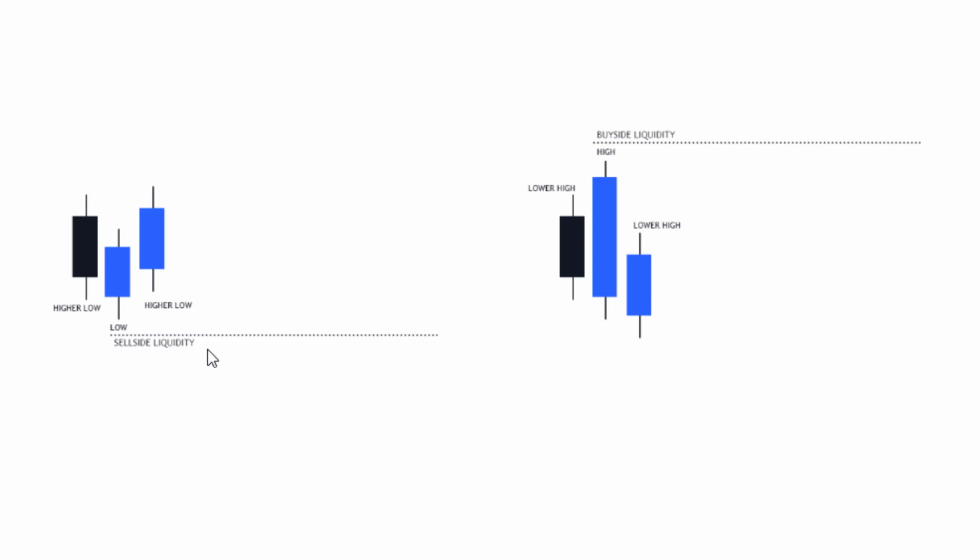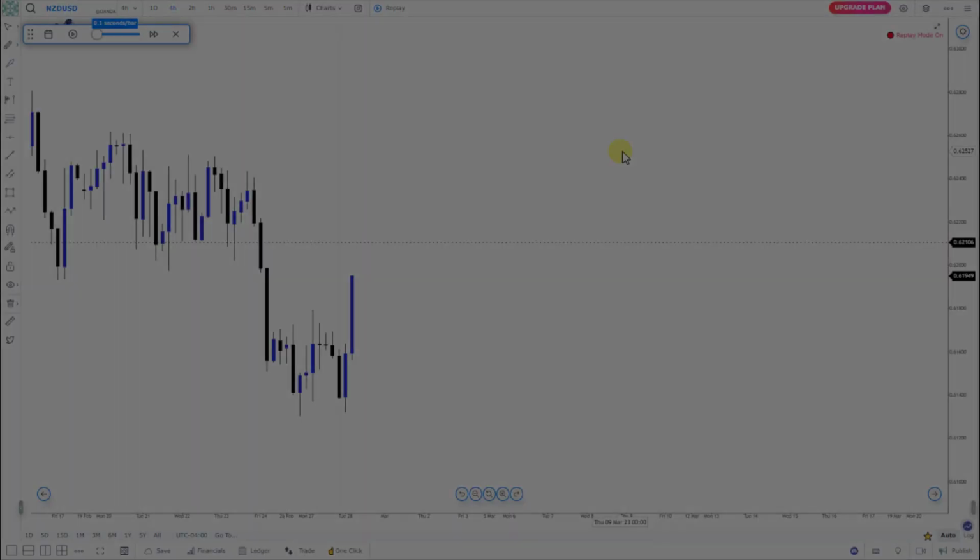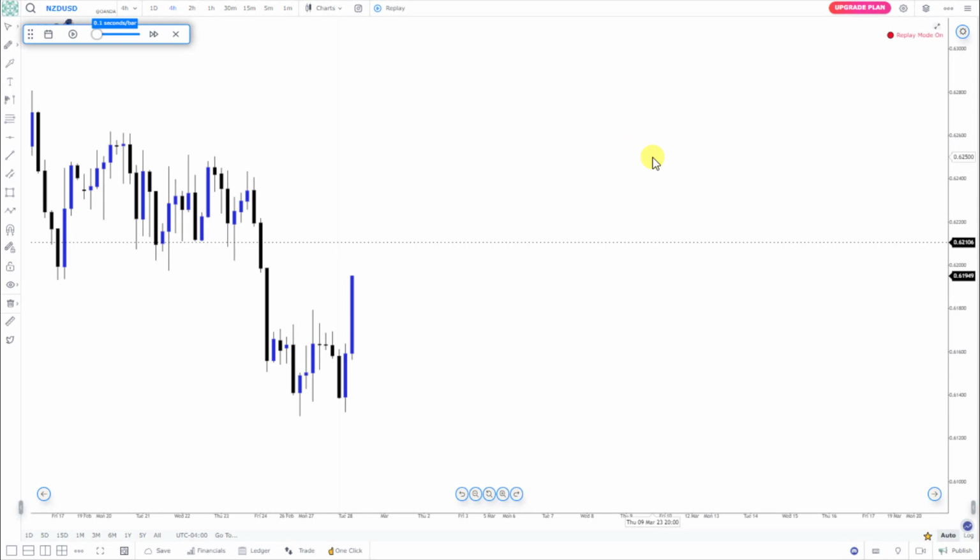Let me show you examples of swing highs and swing lows, which are sell side liquidity and buy side liquidity. I'll show you how to identify that on the price charts. I will use this particular chart to explain so you have a better understanding.